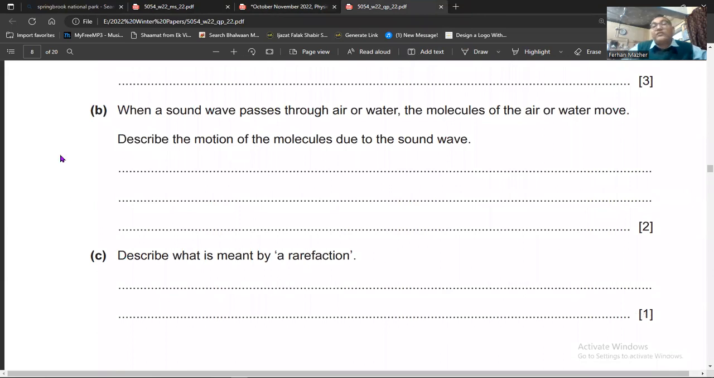Okay, question number 4b part, he says, when a sound wave passes through air or water, the molecules of the air or water move. Describe the motion of the molecules due to the sound waves. You see, sound waves are longitudinal waves. So the disturbance in the medium they create, the particles of the medium vibrate about their mean position parallel to the direction of the sound wave.